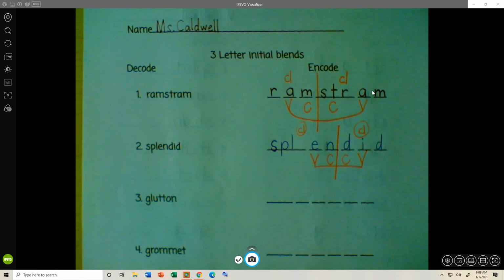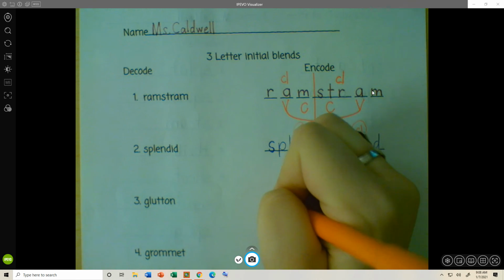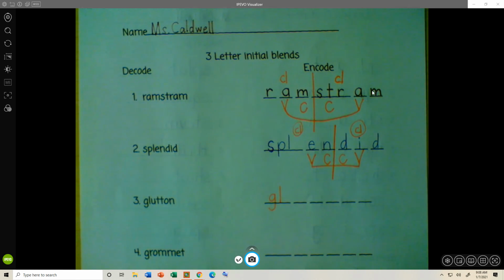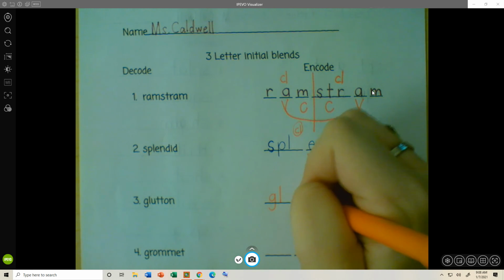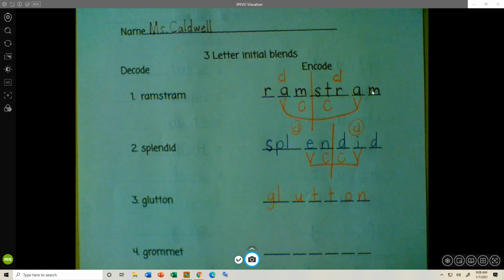Okay? One more that we're going to do together. And then the last 3 you will get to do on your own. The last 4 are just review of some other blends. Okay? So this one you might see doesn't have a 3-letter blend. It has a 2-letter blend. So that sound line's a little bit longer. Okay, so I like to copy it onto the line.